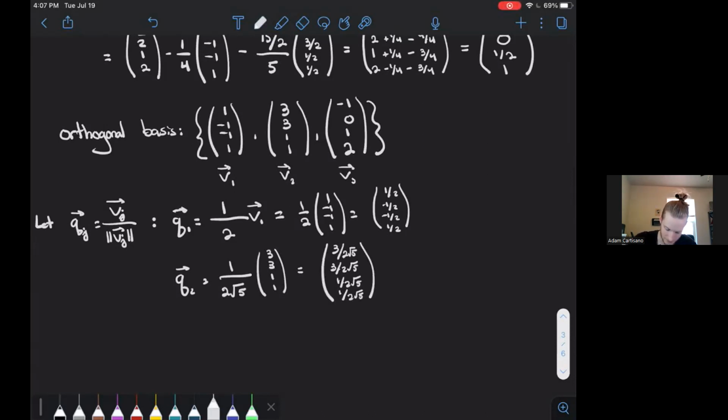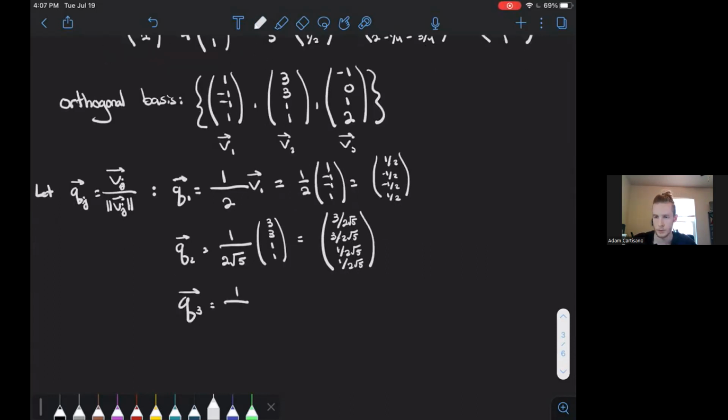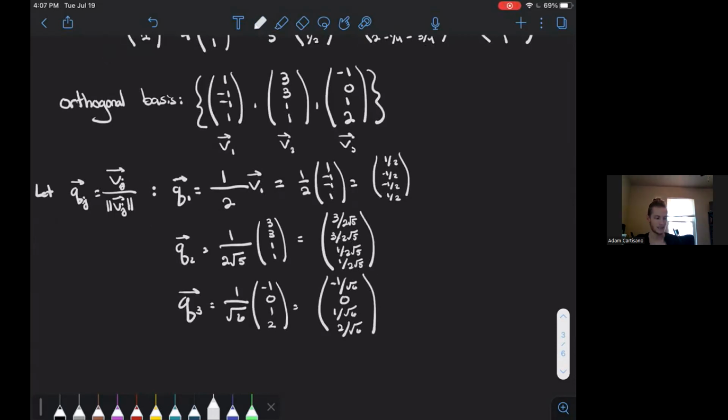Q3. So that'll be 1 over the norm of V3, which is the square root of 1 plus 1 plus 4. So root 6, 1 over root 6, times negative 1, 0, 1, 2. Which is negative 1 over root 6, 0, 1 over root 6, 2 over root 6. And it just is what it is. These are our vectors.